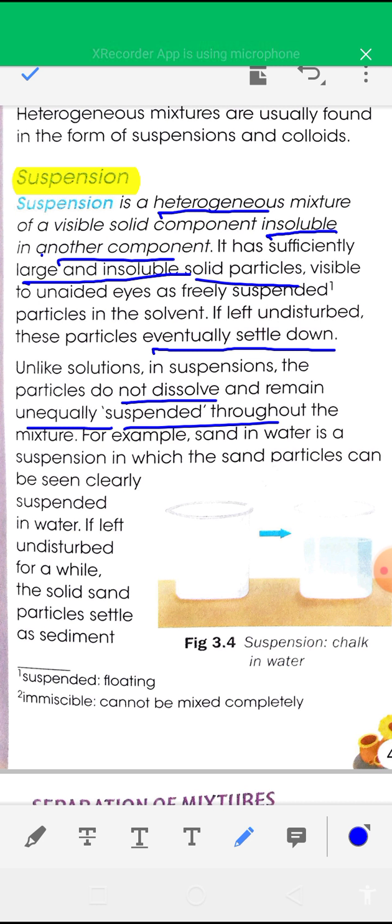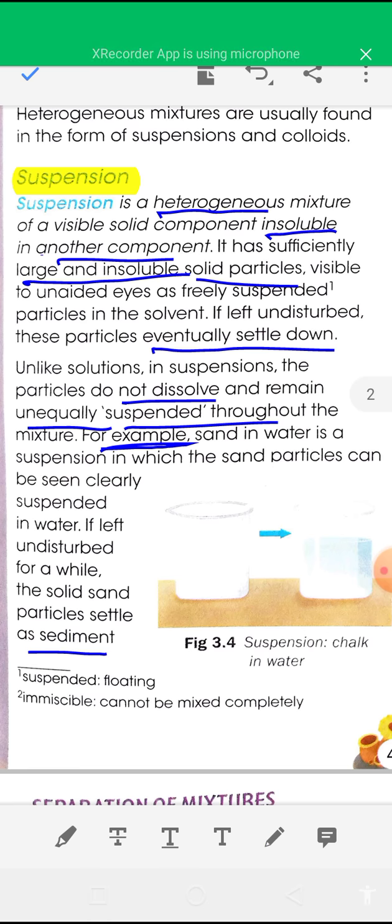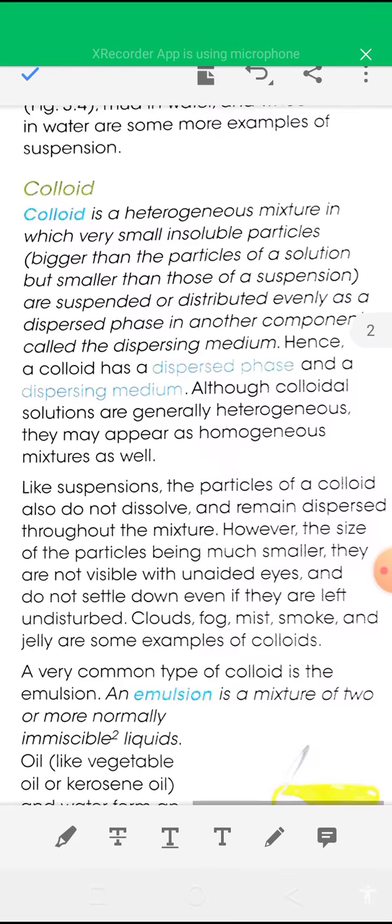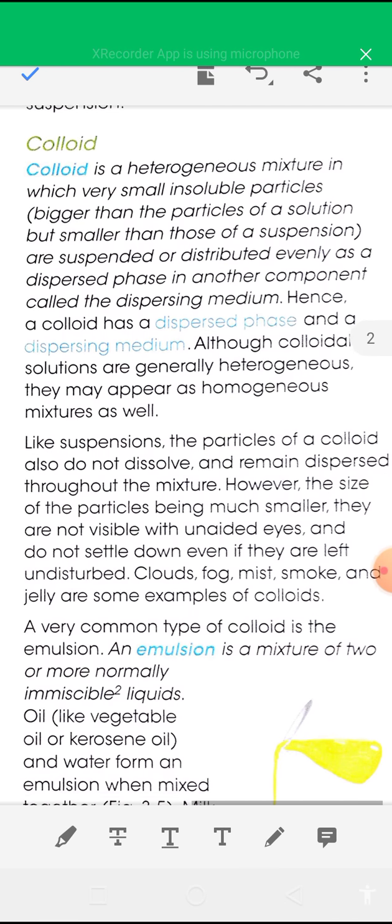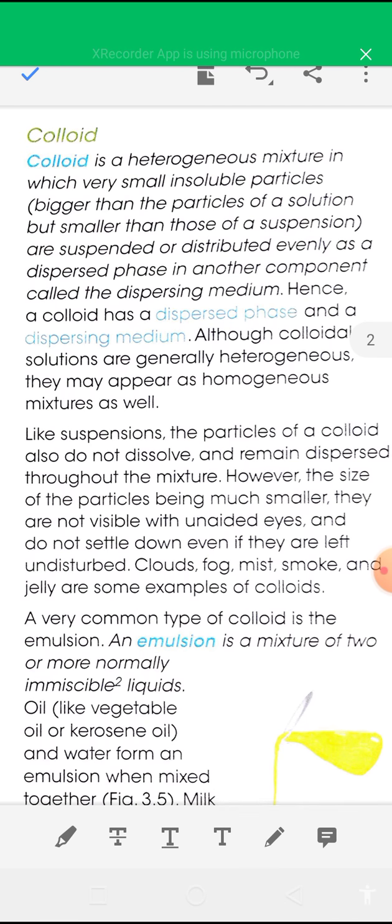Now see an example of suspension. Sand in water is a suspension in which the sand particles can be seen clearly suspended in water, and if left undisturbed for a while, the solid particles settle as sediment. Now see the next type of heterogeneous mixture, which is colloid. A colloid is a heterogeneous mixture.